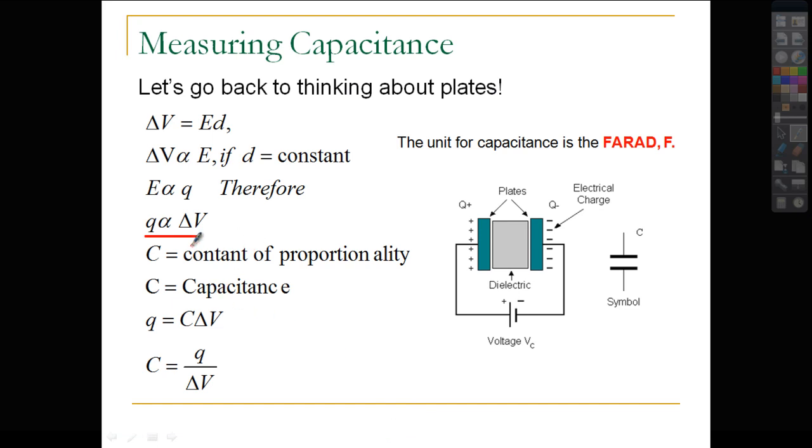So C, we give this a constant of proportionality, and C stands for the capacitance. So we have Q, the charge, equals the capacitance times the change in potential difference. Or rearranging this to solve for C, C equals Q over delta V. And the unit for this C is the farad, F-A-R-D, named after a guy named Faraday who did a lot of stuff with electronic junk.